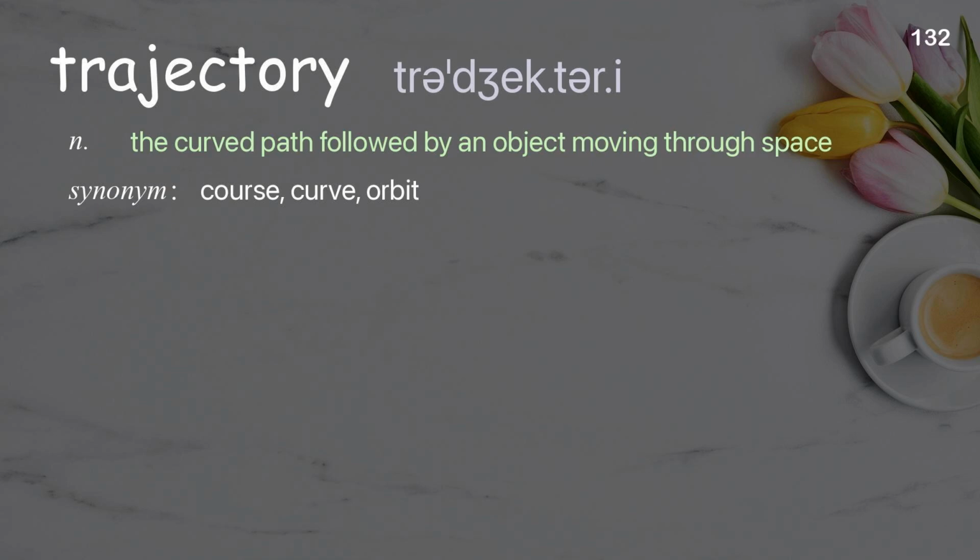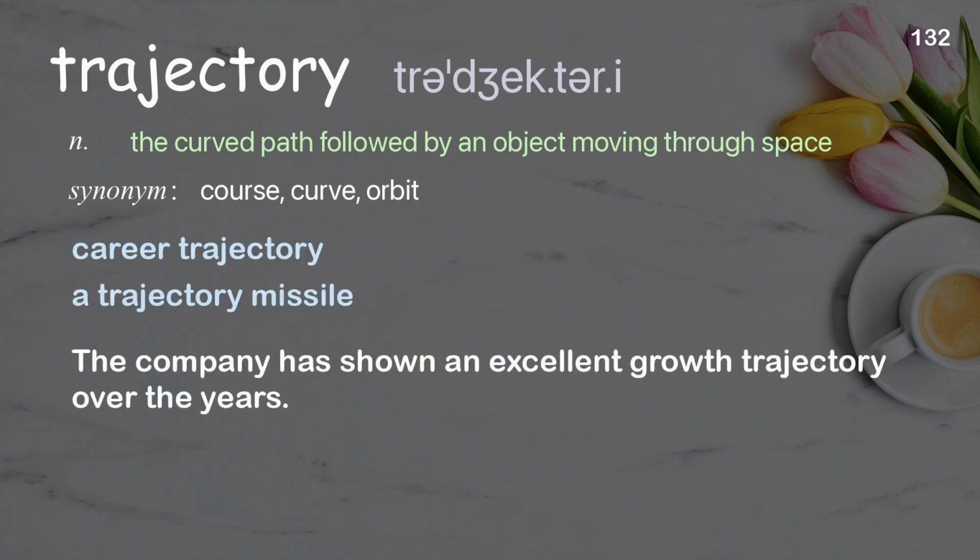Trajectory. The curved path followed by an object moving through space. Examples: career trajectory, a trajectory missile. The company has shown an excellent growth trajectory over the years.